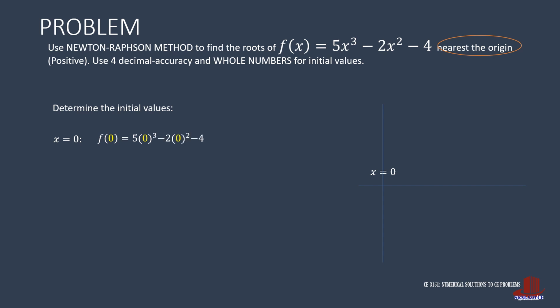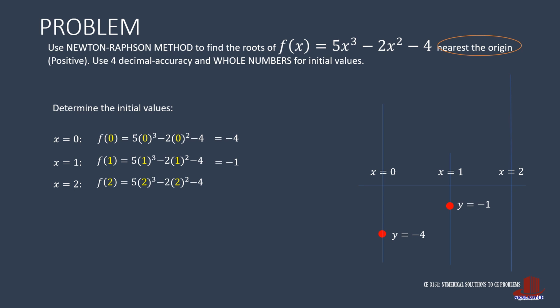So the function turns into 5 times 0 cubed minus twice of 0 squared less 4, giving negative 4. With x of 1, the function becomes 5 times 1 cubed minus 2 times 1 squared minus 4, giving negative 1. Then, with x of 2, the function turns into 5 of 2 cubed minus twice of 2 squared minus 4, giving positive 28.